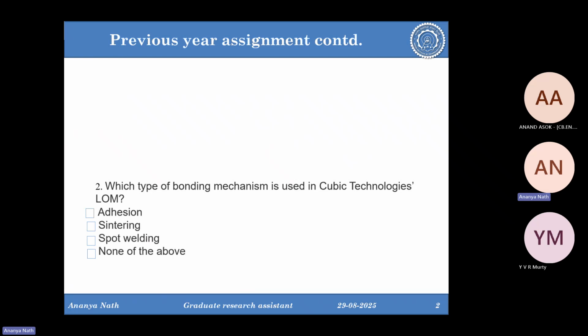These questions are open for you guys, so you can answer. Which type of bonding mechanism? The answer is addition. Yeah, the type of bonding mechanism, it's addition.